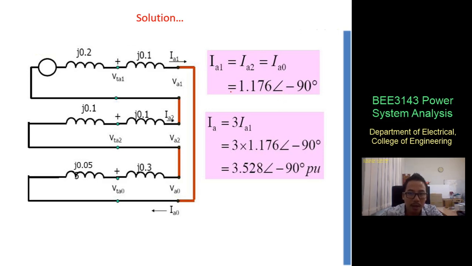Then after that, we're going to get the IA. Same, we refer to the equation that we learned before. So IA equals 3 IA1, since IA1 is also the same as IA2 and IA0. We just put the positive one. So we multiply 3 with IA1, then we get this value.